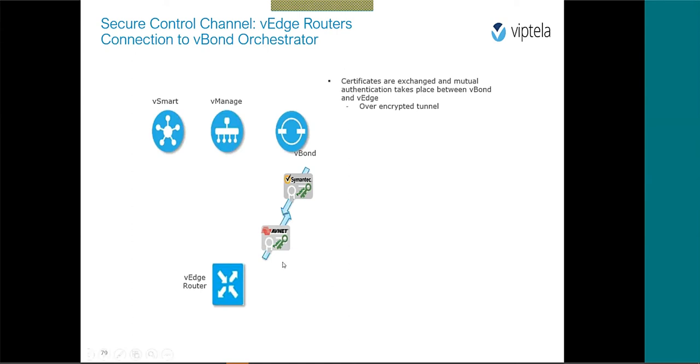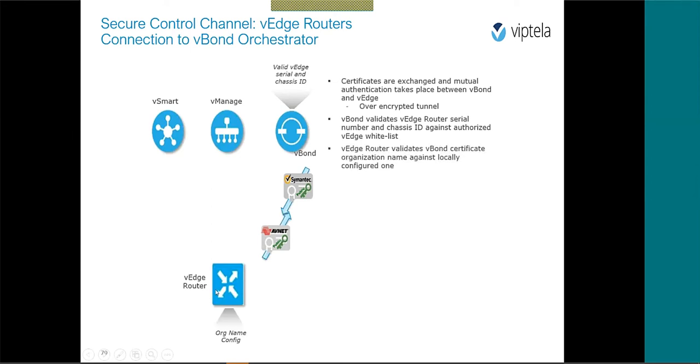So once these things are done, how does the authentication, the mutual certificate trust, get established? First step, vManage or any component: certificates are exchanged and mutual authentication takes place between vBond and vEdge, and vBond will validate the vEdge router serial number and then chassis ID. Again, vEdge validates the vBond certificate. So the certificate provided by vBond is validated by vEdge, and the vEdge-provided certificate is validated by vBond. And if this is done, it establishes the tunnel.